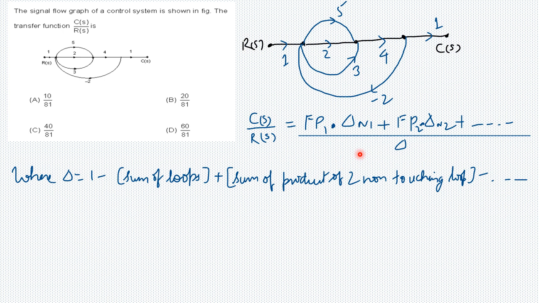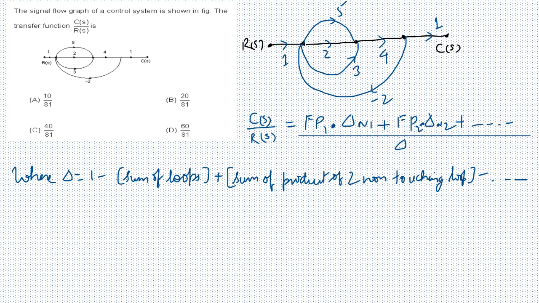Now delta n1, delta n2 are these deltas only, and you have to include only the loops which are non-touching with that forward path. Otherwise, you have to neglect the loops which have a node touching that forward path. So let us proceed.